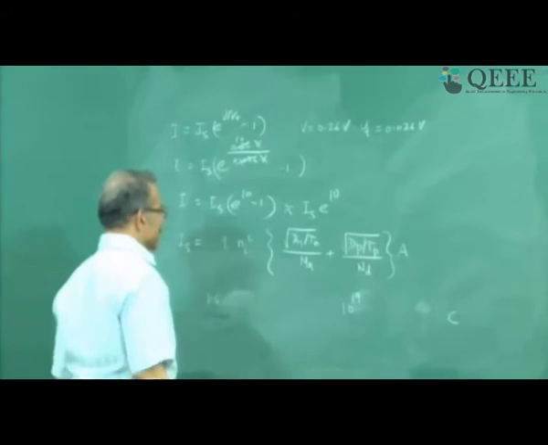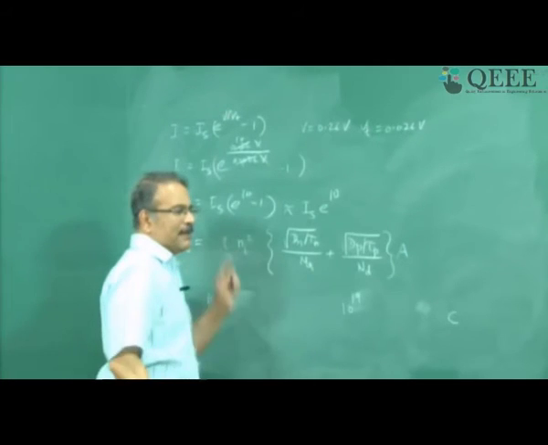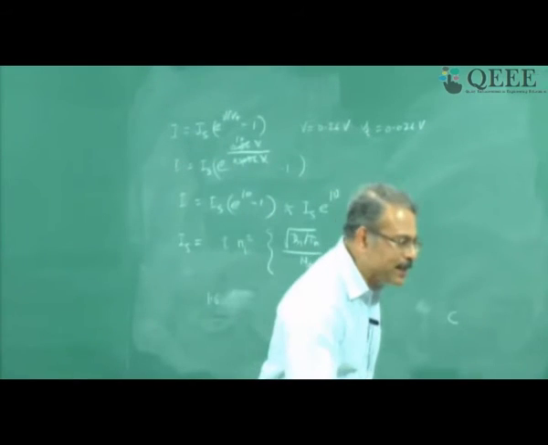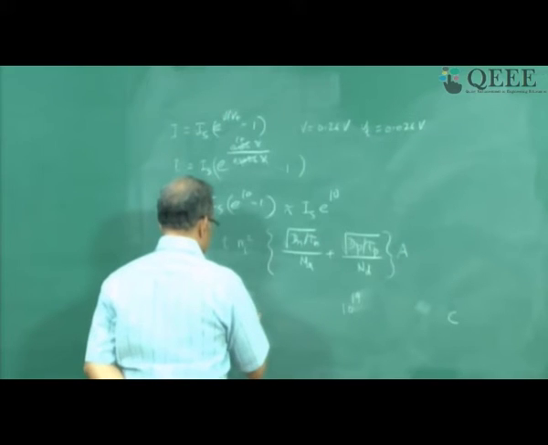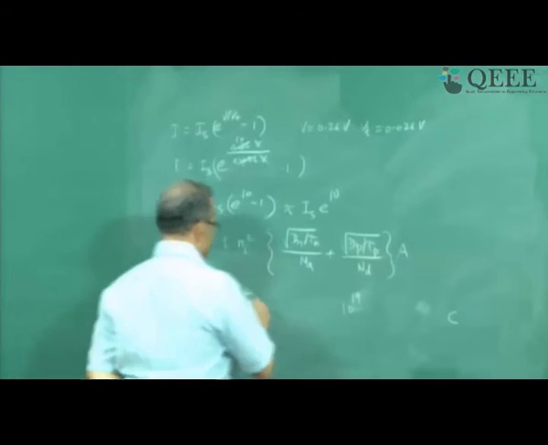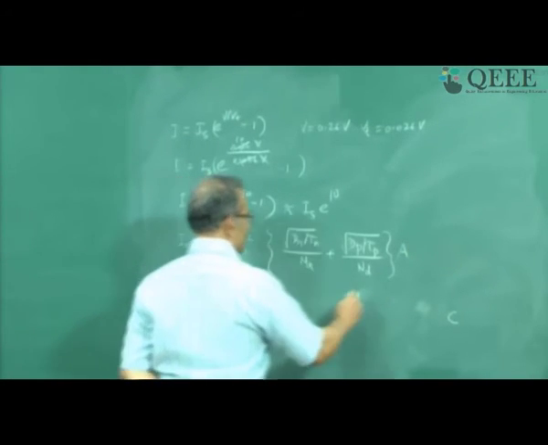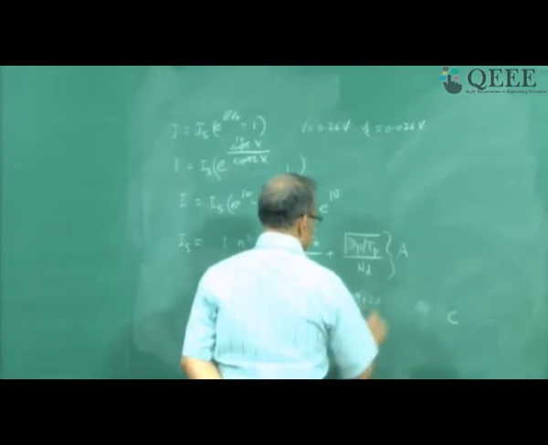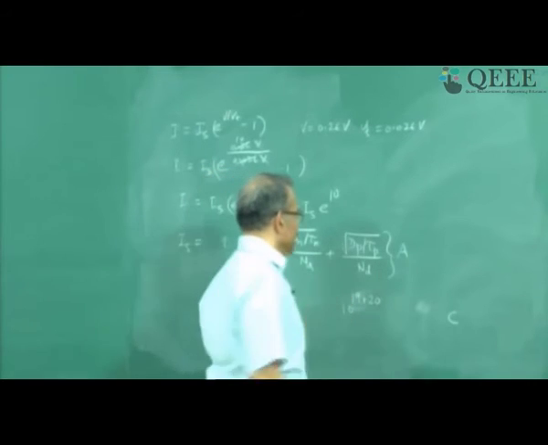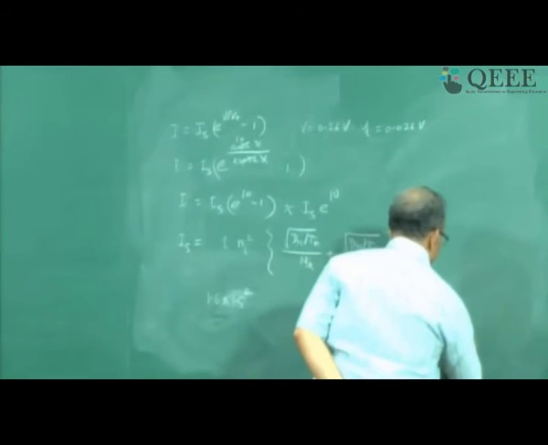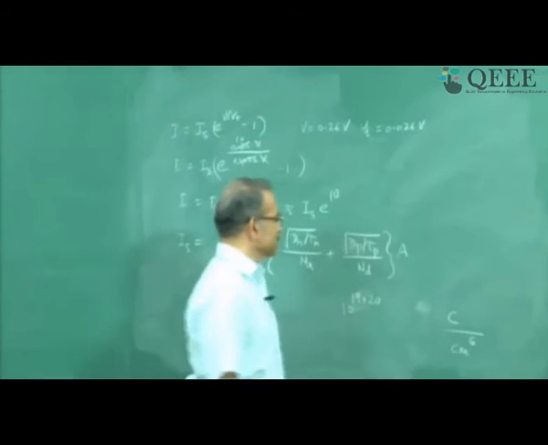Now let me come to Ni square. Ni is given as 1.5 into 10 power 10. That is what is given here, 1.5 into 10 power 10. So when I square it, I will get 1.5 square into 10 power 10 square, which is 10 power 20. So I put the power here for Ni square and the unit here. Ni square is centimeter to the power 6 in the denominator.